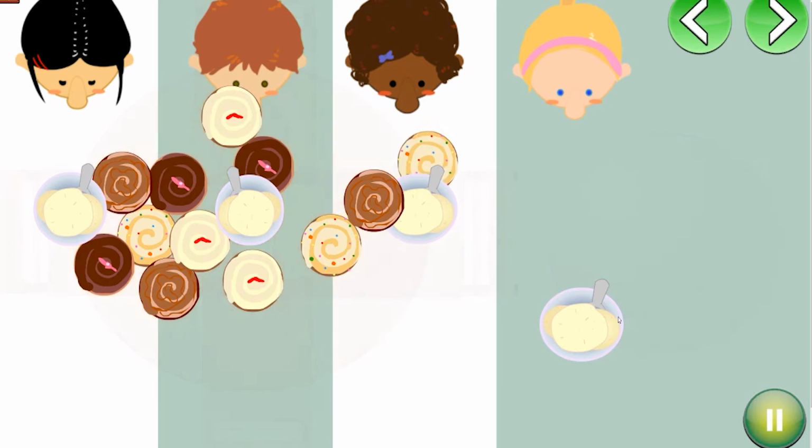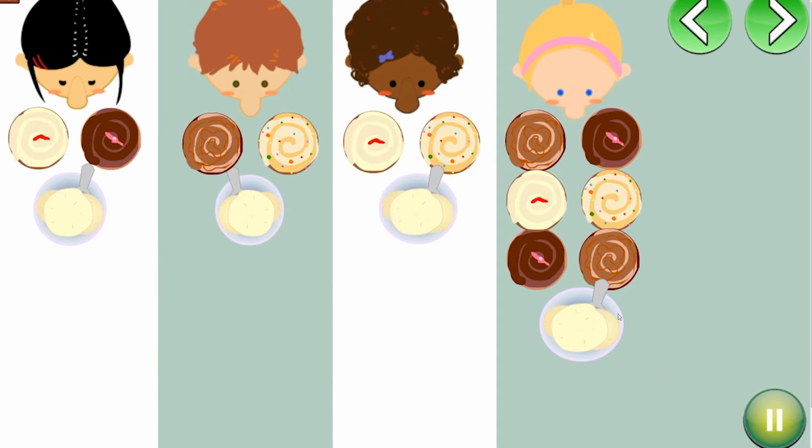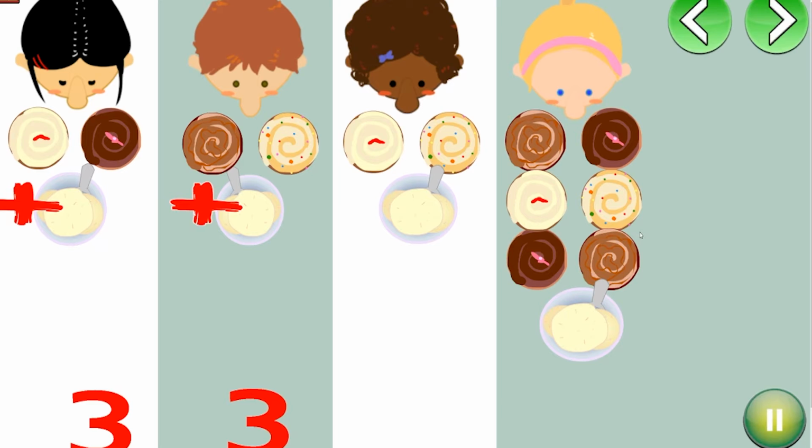The correct answer is May has 2 cupcakes and 1 ice cream cup. She has 2 plus 1 equals 3 items. Tom has 2 cupcakes and 1 ice cream cup. He has 2 plus 1 equals 3 items. Natalie has 2 cupcakes and 1 ice cream cup. She has 2 plus 1 equals 3 items.